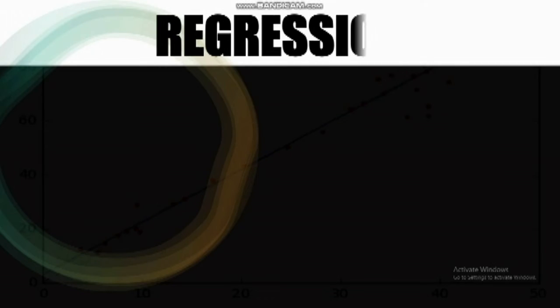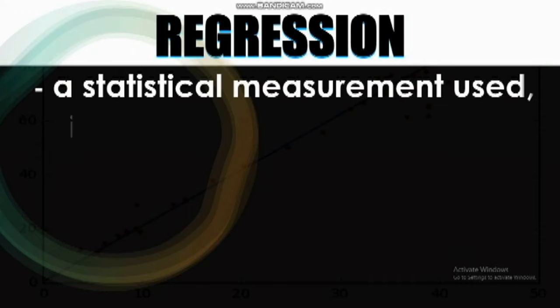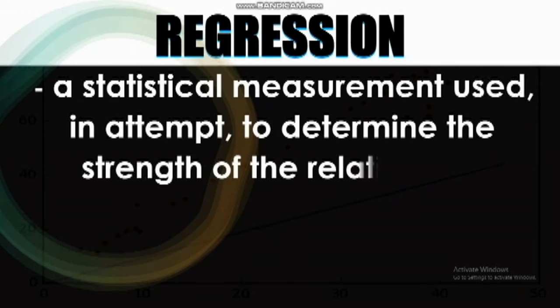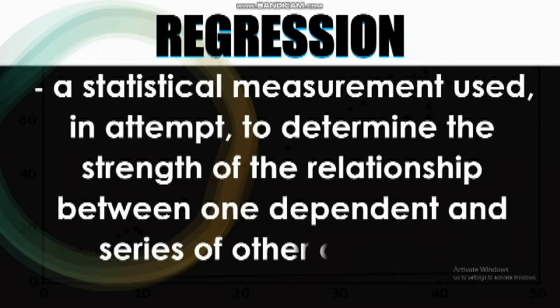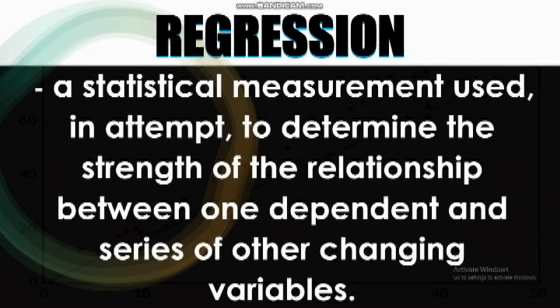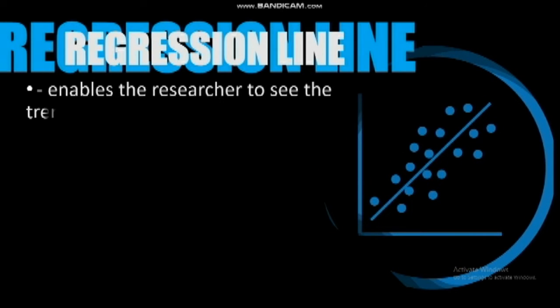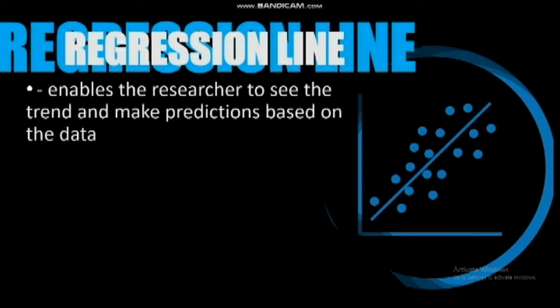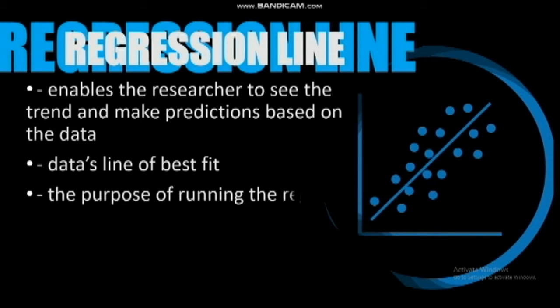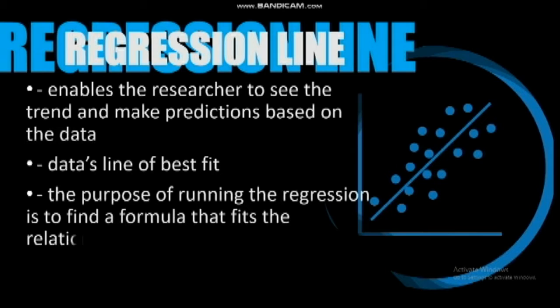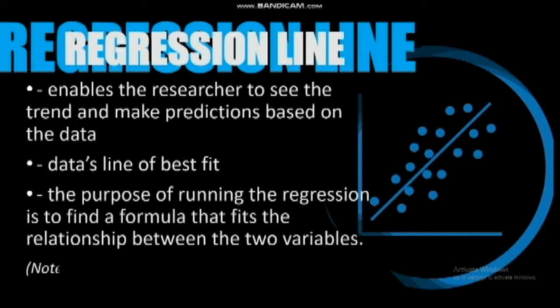Regression: a statistical measurement used in attempt to determine the strength of the relationship between one dependent and a series of other changing variables. Next, we have the regression line. It enables the researcher to see the trend and make predictions based on the data. It is the data's line of best fit.